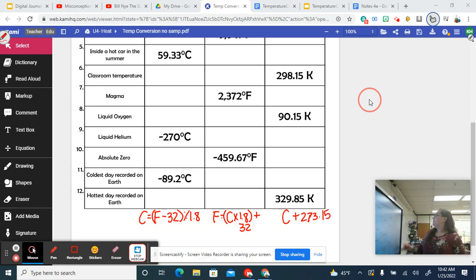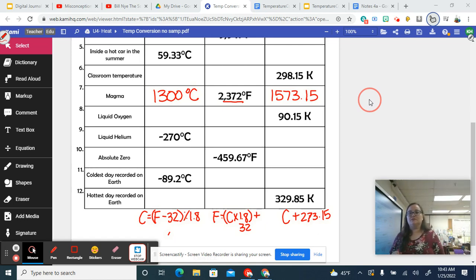We can go. All right, so we're at 2,732 degrees Fahrenheit, and we're going to use this formula here because we've got to get to Celsius. So minus 32 equals, and then divide by 1.8 equals, and that's 1,300 degrees Celsius. And then we add 273.15 to get the Kelvin of 1573.15. All right, do the next one. Come back when you got it, or unpause it when you got it.